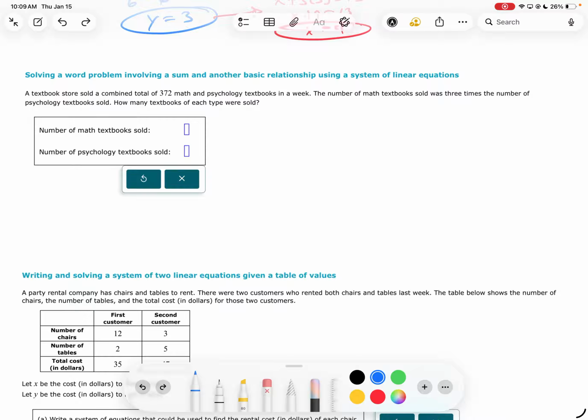All right. A textbook company store sold a combined total of 372 math and psychology textbooks in a week. The number of math textbooks sold was 3 times the number of psychology textbooks. How many of each type were sold? So let's make math be X and psychology be Y. The first thing is it's combined to 372. So that would be X plus Y equals 372. If I add up the total amount that they both sold, it would be 372.